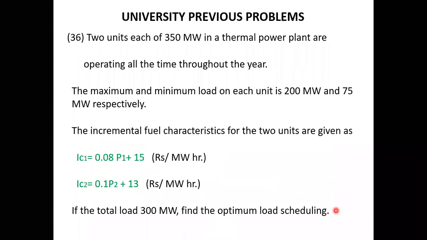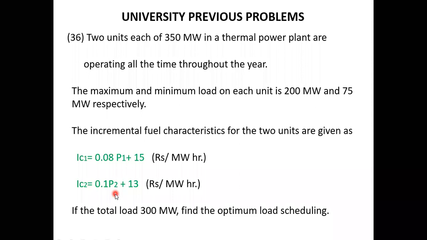All of you look at this problem. Two units are there, each rated 350 megawatt, in a thermal power plant. And the constraints for these two are 200 megawatt and 75 megawatt respectively. And they have given IFCs for the 2 plants, that is IC1 and IC2, and the total load is equal to 300 megawatt. And we need to find out the optimum load scheduling, meaning P1 and P2.